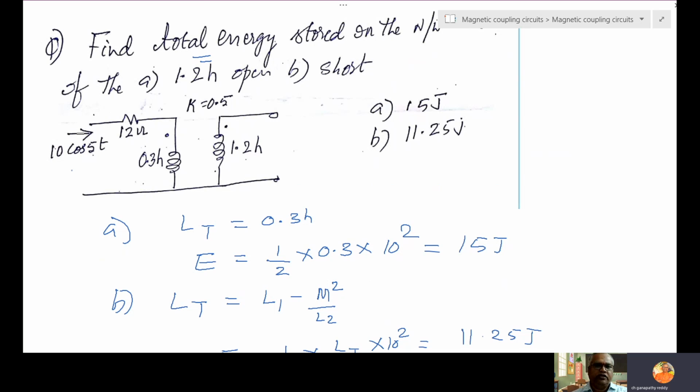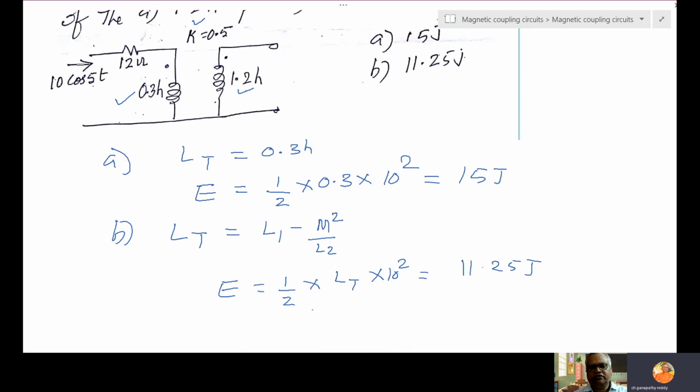So it's an application of the derivation we have done. If it is open, M is not directly given in the problem. L1 is given, L2 is given, but K is given, so you can find M. So that M is useful here.